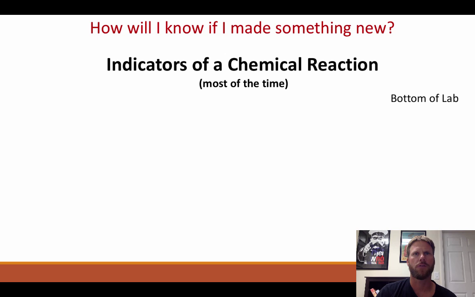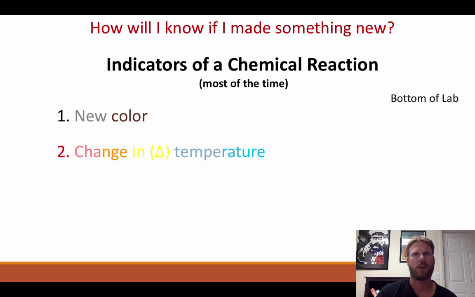We need to be really careful here when we talk about these indicators of a chemical reaction, because they are not always 100% true. One indicator that a chemical reaction may have occurred is a color change. The second indicator is a change in temperature. And finally, the production of a new phase, a solid, liquid, gas, or aqueous solution, may also be proof that a chemical change has occurred.